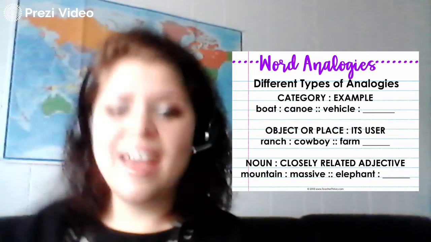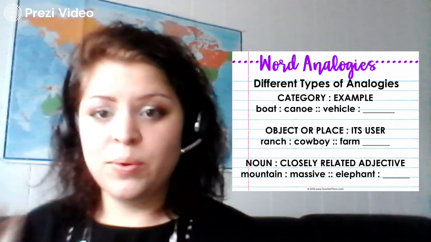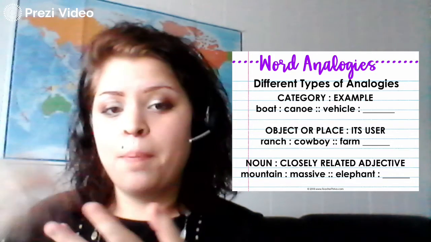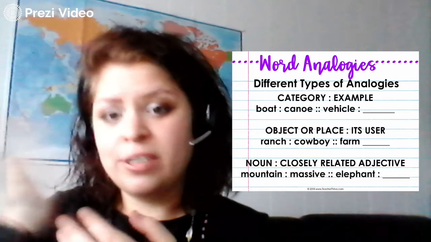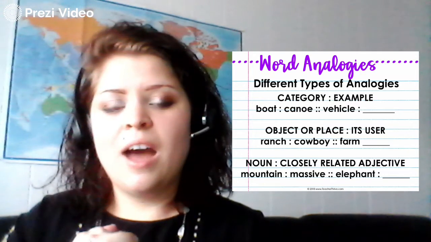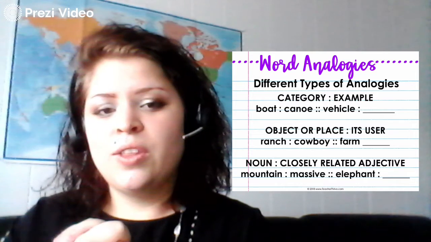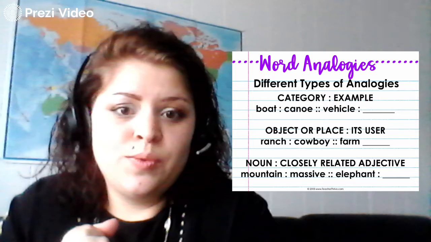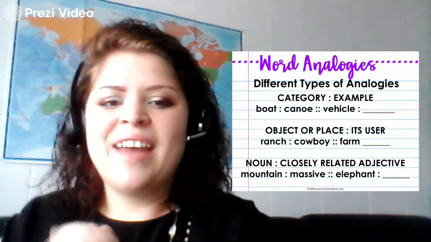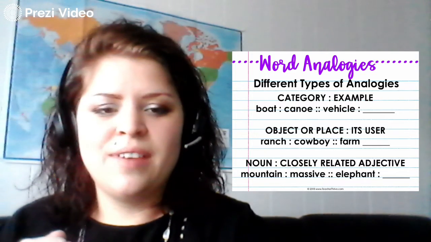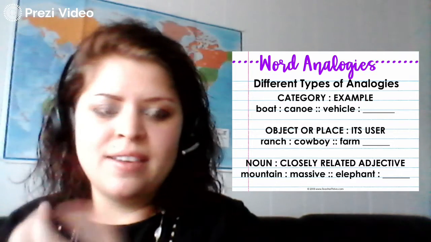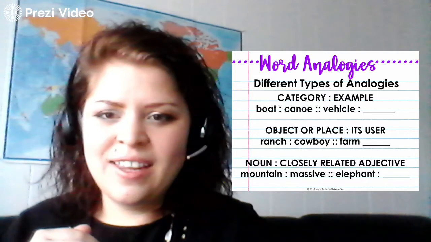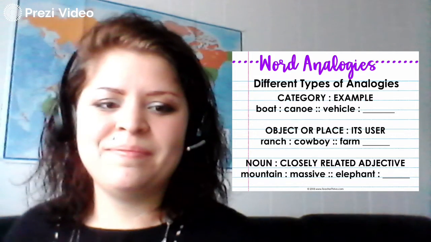We've got category and example analogies. Boat is to canoe, as vehicle is to car. A canoe is a type of boat and a car is a type of vehicle. Object or place and its user. The cowboy uses the ranch, so ranch is to cowboy as farm is to farmer. Then we've got noun and a closely related adjective. Mountain is to massive, as elephant is to gray. Any closely related adjective to the noun will work.